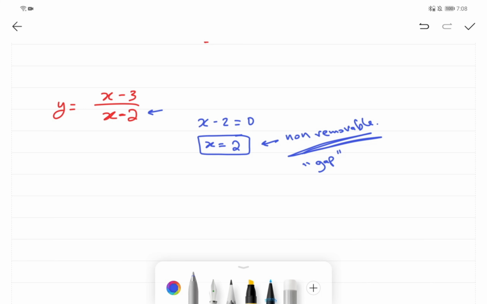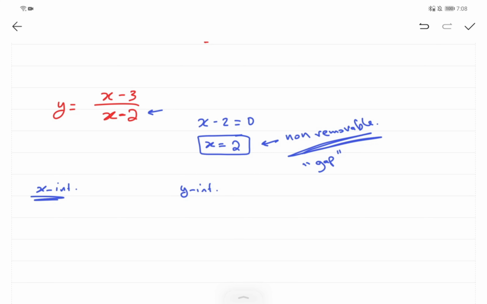To graph the gap, it will be a little bit different than when we graph a rational function with a hole. So let's see how to graph this. Again, we're going to need the x-intercept and the y-intercept. So let's start finding them.